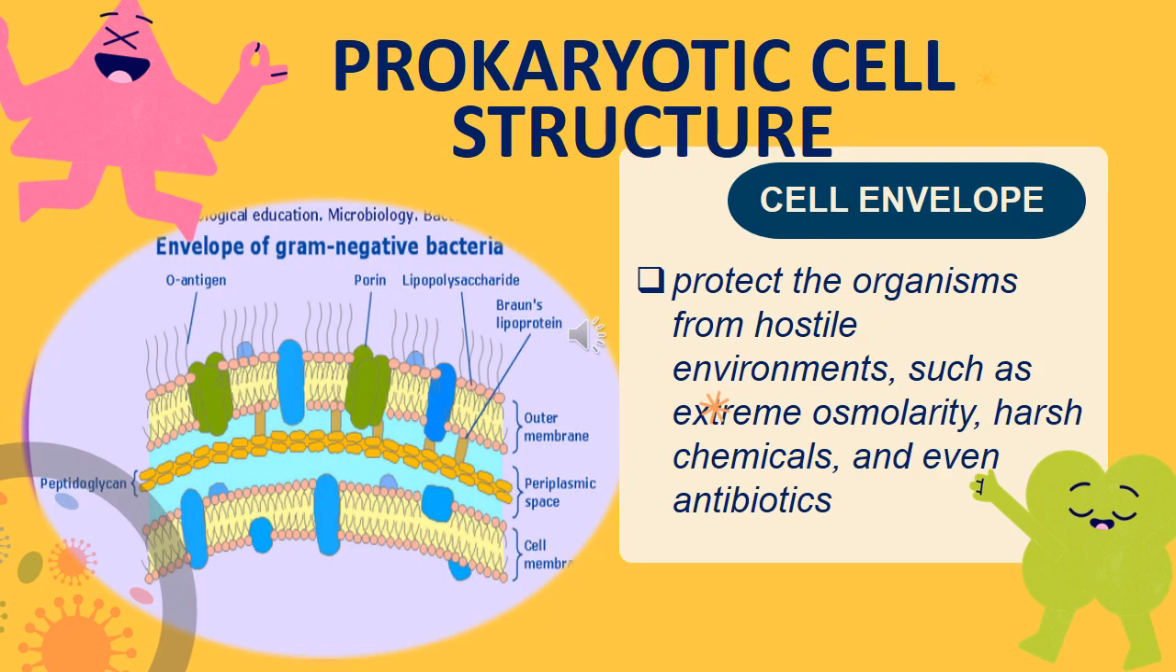So your prokaryotic cells are surrounded by a complex envelope, which we mentioned earlier, in which they differ in composition among the major groups. These structures, or our cell envelope, protect the organism from hostile environments such as osmolarity, harsh chemicals, and even antibiotics. So this is the reason why, when it comes to the bacterial envelope, they are the ones protecting the bacteria in terms of our antibiotic treatment.